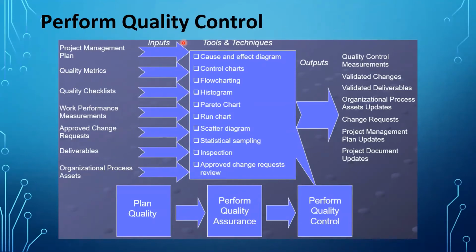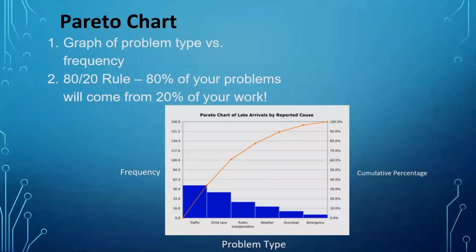The input to this system includes project management plan, quality metrics, quality checklists, work performance measurements, approved change requests, deliverables, and organizational process assets. Tools and techniques include cause and effect diagram, control charts, flow charting, histogram, Pareto chart, run chart, scatter diagram, and various other things. Output includes quality control measurements, validated changes, validated deliverables, updated organizational process assets, change requests, updated project management plans, and updated project documents.